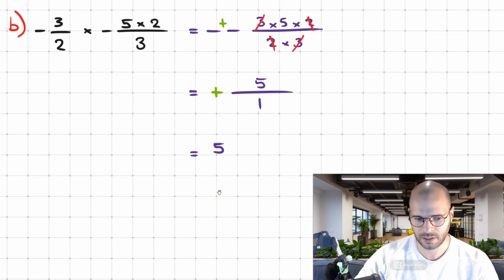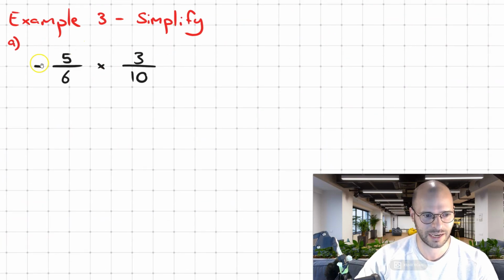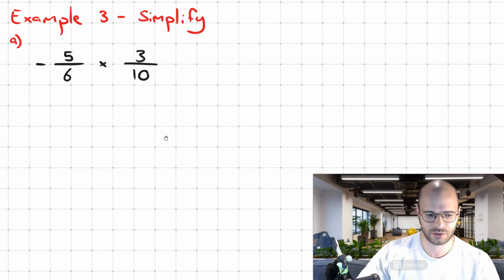Alright, let's move on to example C. Or not, let's move on to example 3. Example 3, we have simplify negative 5 over 6 times 3 over 10. The way in which we're going to simplify this is using the exact same method we employed before with one extra step, simplification further.